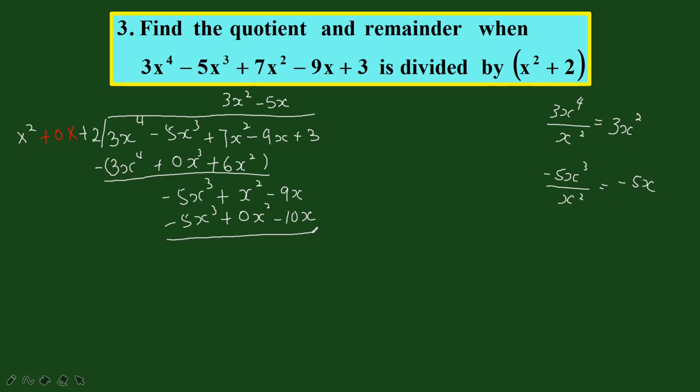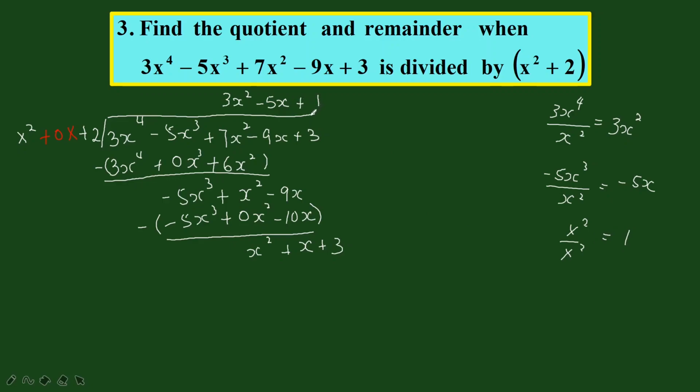And again, I'm going to minus this out. So I'm going to put a minus there. So I'm going to minus and this will end up as x squared. And this will minus out and I will still have plus x over here. And I'm going to bring down the plus 3. Okay, so lastly, I have my x squared divided by x squared. I will get 1. So I'm going to write plus 1 here.